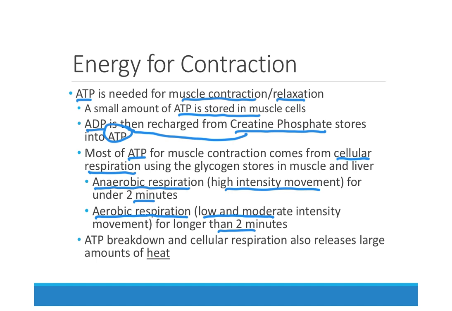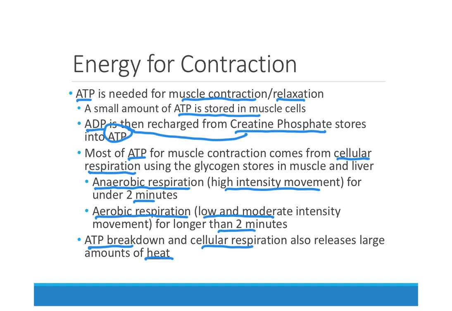During ATP production, and as it is being broken down, so cellular respiration produces it and ATP breaks it down, you also get large amounts of heat being released because energy is being transformed from one molecule to another, or the chemical energy is being moved from one molecule to another, and so heat is always a byproduct.